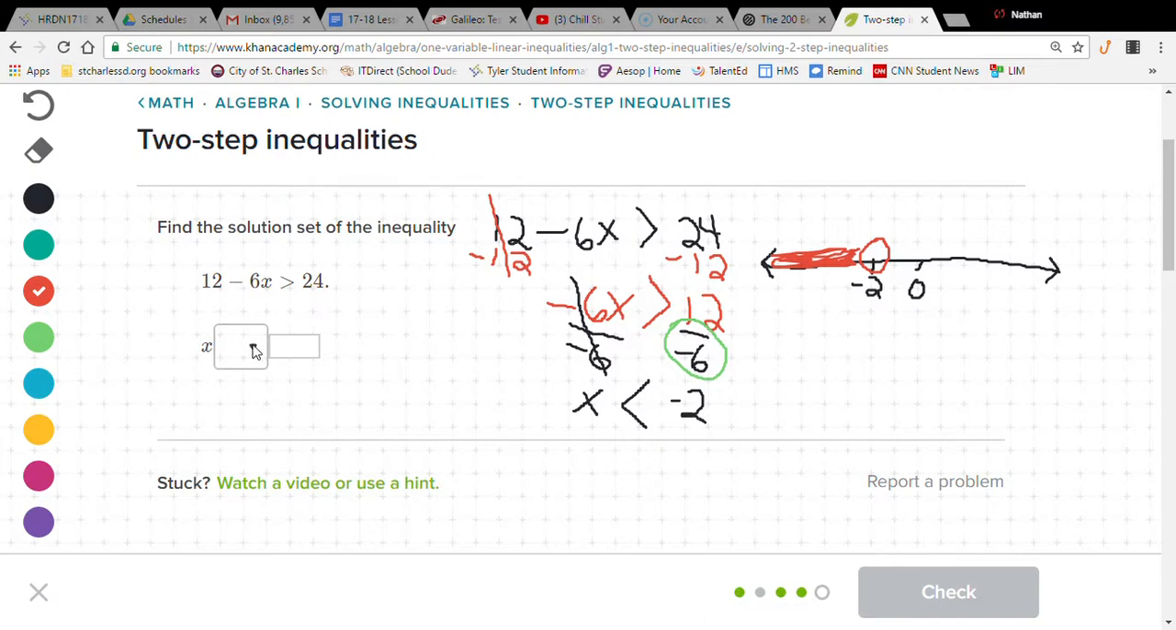So over here you have to use the drop-down box to select the inequality symbol that you want. My answer that I got was x is less than negative 2. So I'm going to choose the less than symbol, enter in negative 2.